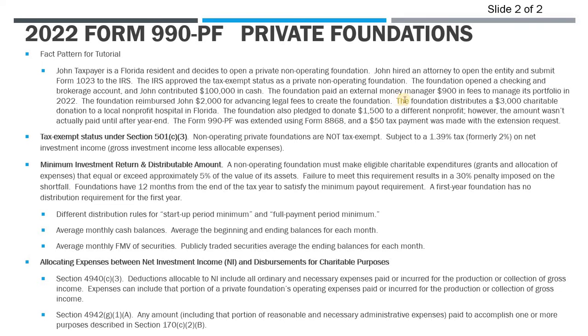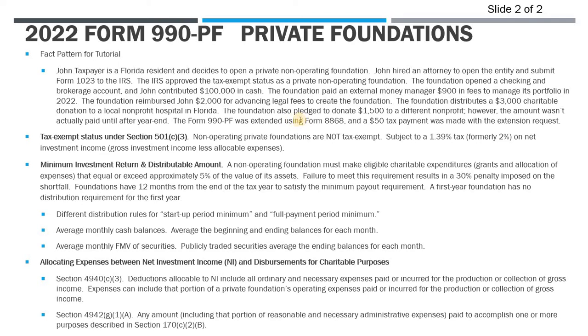The foundation paid an investment manager $900 in fees to manage the portfolio during the year, and the foundation did reimburse John $2,000 for the legal fees that he prepaid in advance to get the Form 1023 and set up the foundation itself, right? So those are the legal fees. The foundation distributed $3,000 of charitable donations to a local nonprofit. So there was a $3,000 donation there.